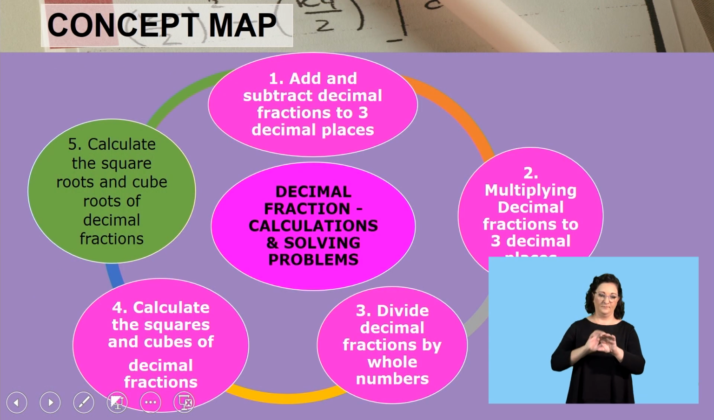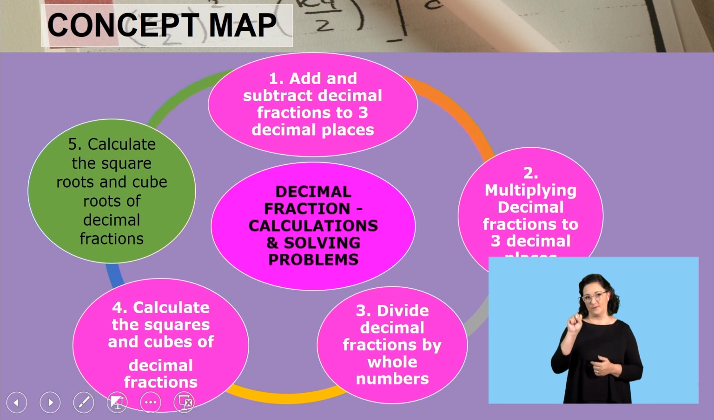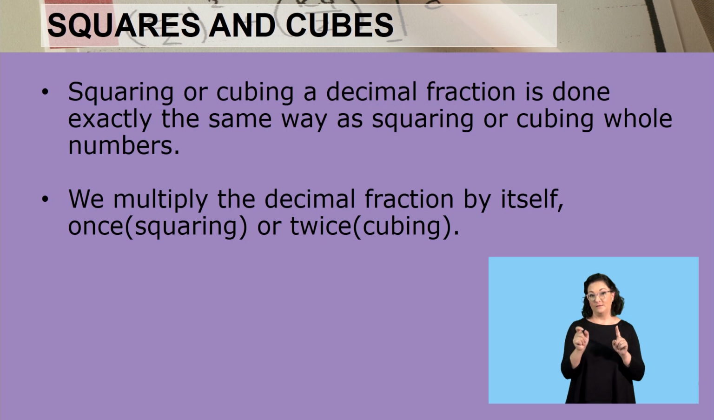We are looking at the next concept. We calculate squares and cubes of decimals. Let's look at an example. Just before that, squaring or cubing a decimal fraction is done exactly the same way as squaring or cubing a whole number. We multiply the decimal fractions by itself once if it's squaring, or twice if it's cubing. Let's look at examples.